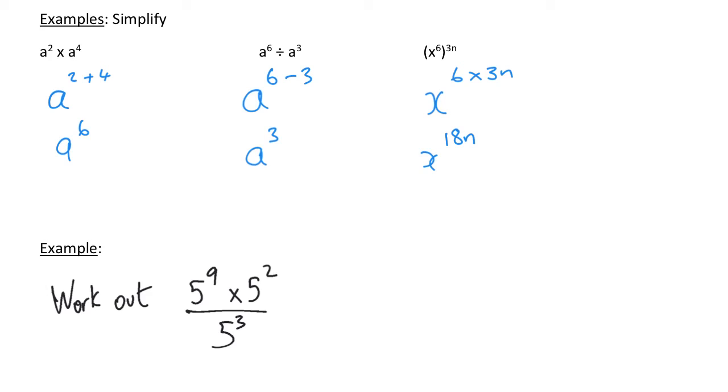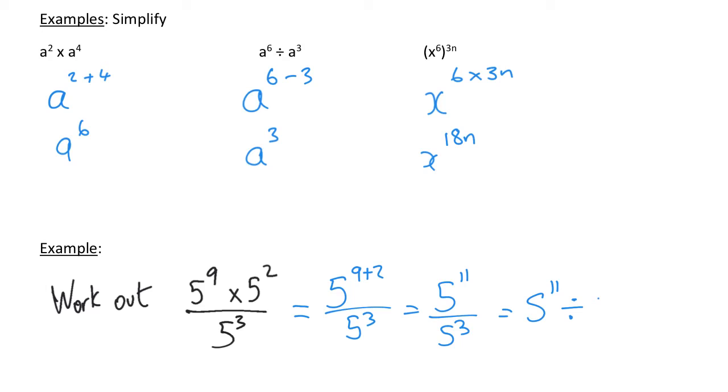Then the next example, we'll work out 5 to the 9 times 5 squared divided by 5 cubed. So if we work out the numerator, 5 to the 9 plus 2 over 5 cubed, which is 5 to the 11 over 5 cubed. And the over means divide, so that's 5 to the 11 divided by 5 cubed, which is 5 to the 11 take away 3, which works out to be 5 to the power of 8.